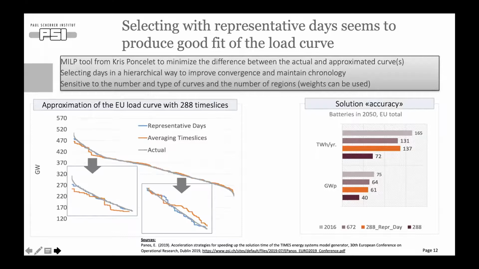And as you can see on the chart on the right, the orange values represent the representative day selection, while the darker values represent the averaging of time slices. And we can see here that with 288 time slices selected with the representative days, we approximate the solution accuracy obtained by 672 time slices, which have been selected by averaging.